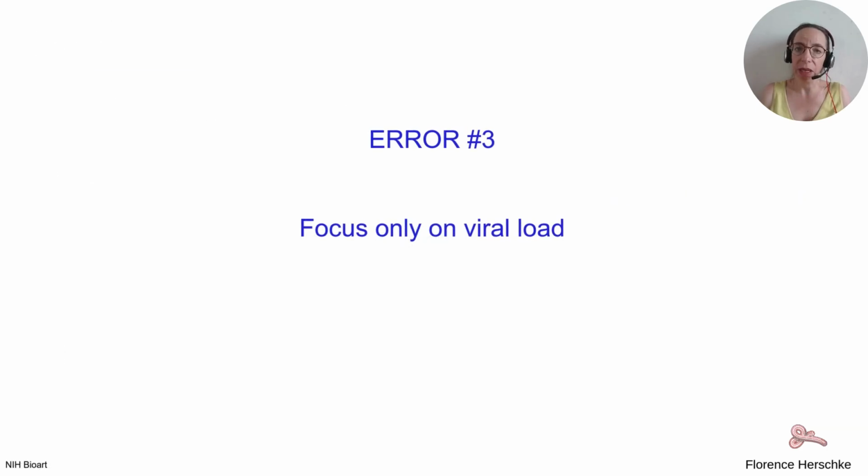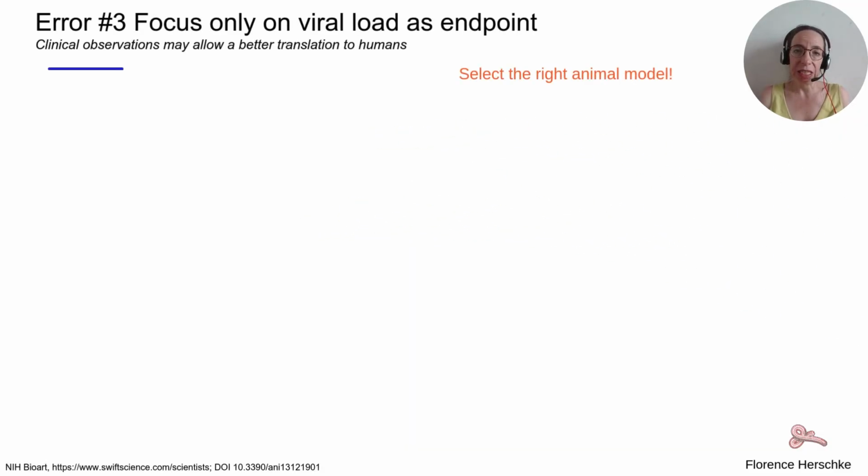Error number 3. This one is for antivirals. Focus only on viral load as parameters of efficacy. First, it is essential to select the right animal model. The whole goal is to translate as best as possible to humans. And it might very well be that clinical observations allow a better translation than viral load to humans.